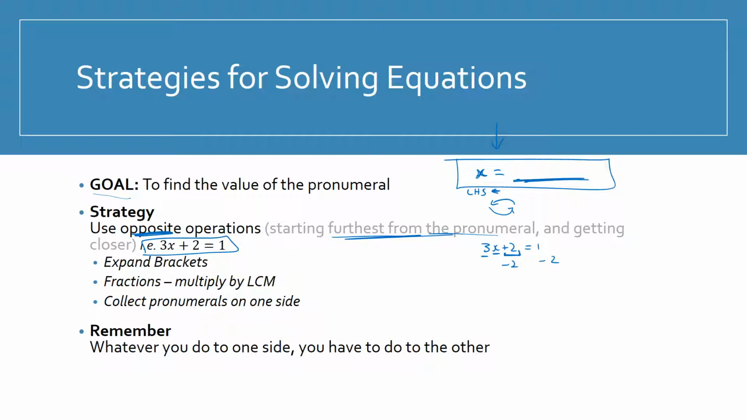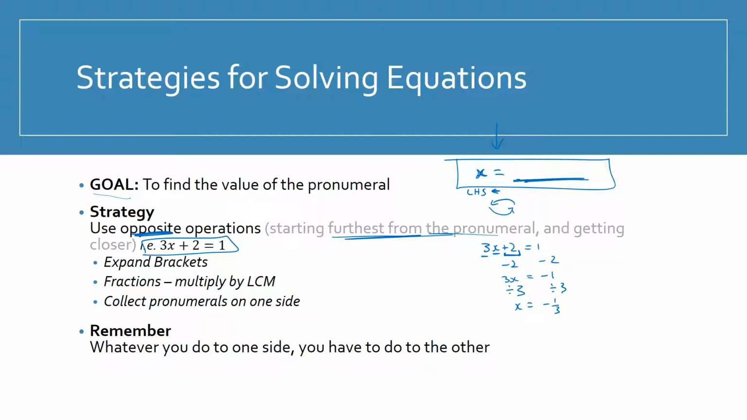2. Now, again, all of this should be revision for you, but it's just good for us to go over it before we get to harder things. And then finally, we want to divide by 3 to remove the times 3. We get x equals minus 1 over 3.